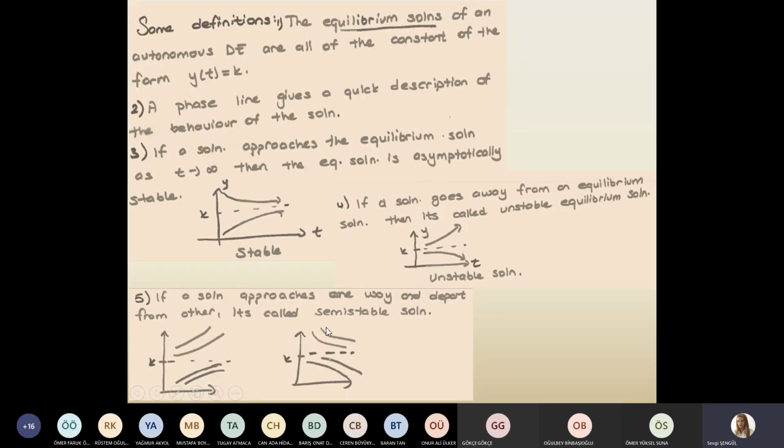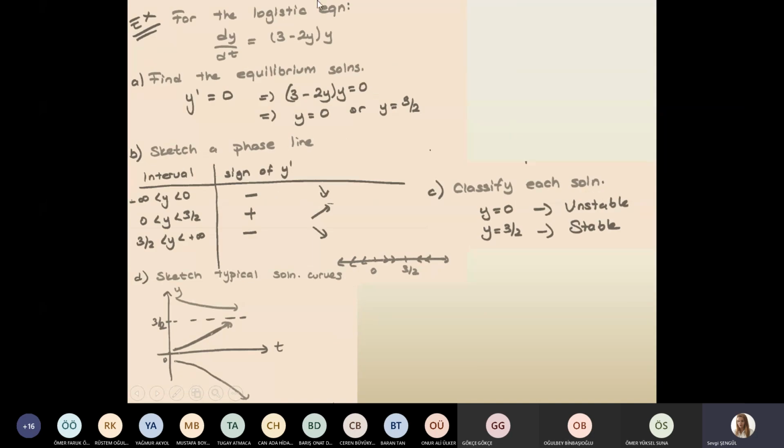Okay. And now how are we finding that? We will do a couple of examples. Look at this logistic equation. dy/dt equals... this depends only on y, so it's an autonomous equation, and I can easily check the dynamics of this equation. To be able to do that, we need to find the equilibrium solutions as a first step. Once we set this equal to 0 and solve, we get y equals 0 and y equals 3/2, so we have two equilibrium solutions.